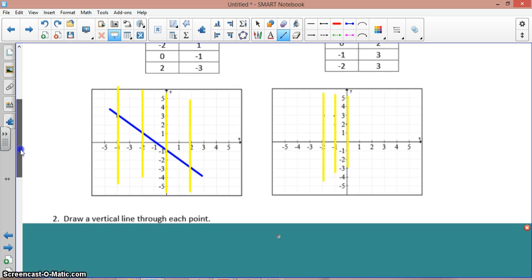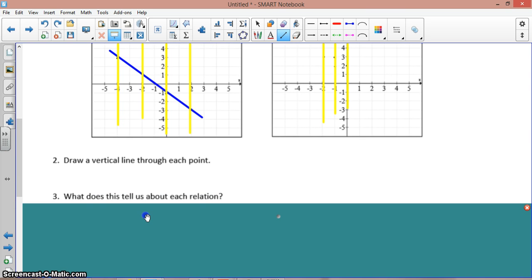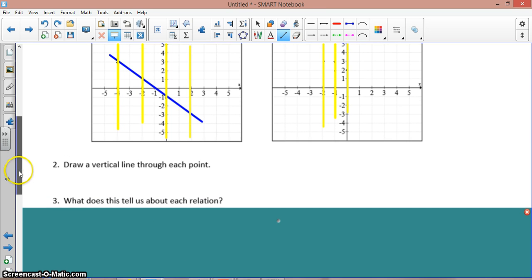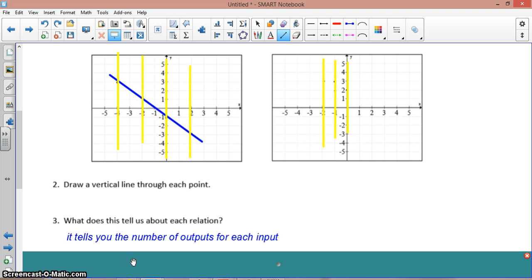Just like that. Alright, what does this tell us about each relation? By drawing the vertical lines, it tells us the number of outputs for each input. So if we look at this first graph, each of those inputs has only one output. This input of -4 has only one output because it's only crossing at one spot. This input of 2 has only one output because it's only crossing that vertical line at one spot.